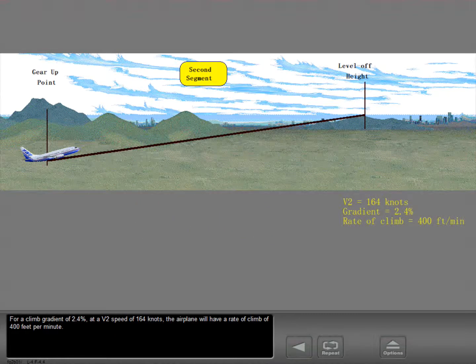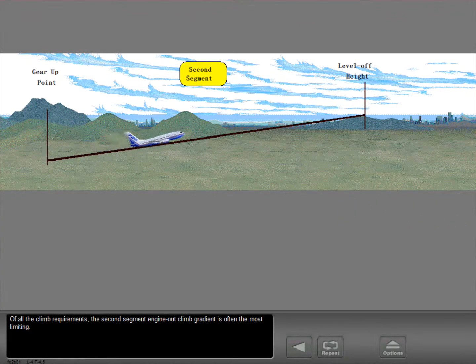For a climb gradient of 2.4% at a V2 speed of 164 knots, the airplane will have a rate of climb of 400 feet per minute. Of all of the climb requirements, the second segment engine-out climb gradient is often the most limiting.